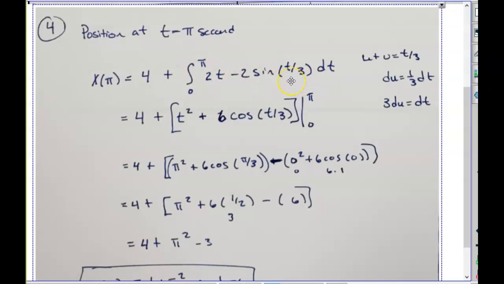We basically did a question like this yesterday. Remember the setup? It was the start plus the accumulation. And that's what we're doing, is we're accumulating the velocity to figure out our position.